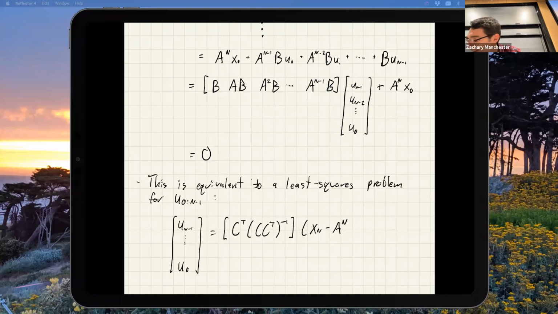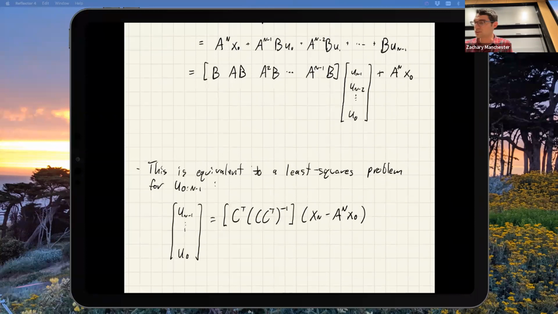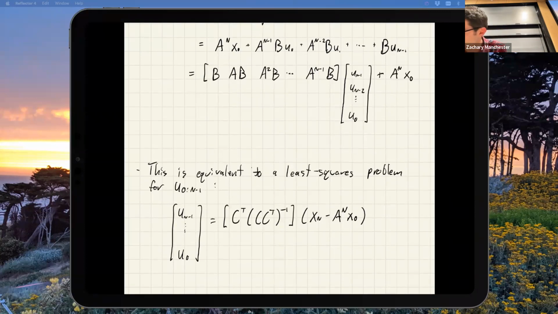Oh, I did this wrong. This works for any xn actually, but it's enough for me to get rid of the xn there and put in zeros. Okay, cool. So this thing is called a pseudo inverse.